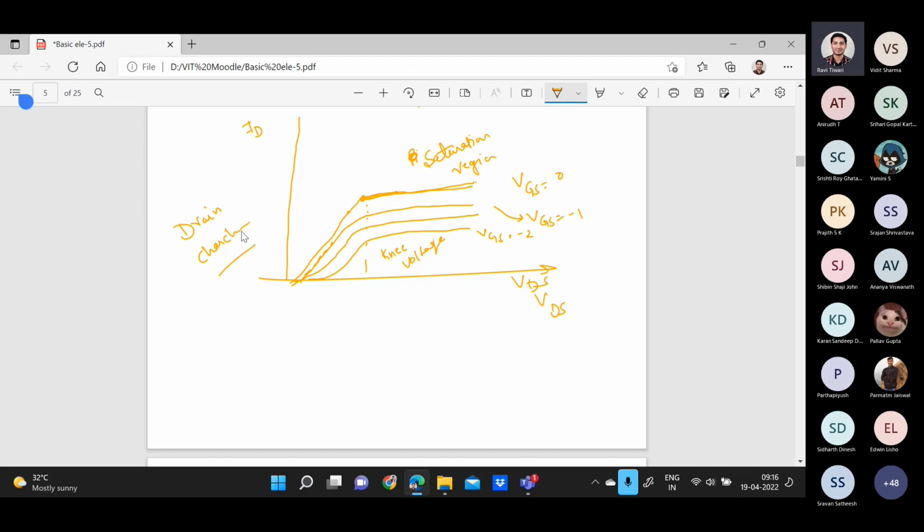So in the drain characteristic, you have to keep your VGS constant. If you are increasing the value of VDS, there will be a linear curve up to a knee voltage. After this, if you increase, this will be the pinch off position and the current remains constant in the saturation region. Now, we will see in detail about the MOSFET part also, and then we will go for the numericals.